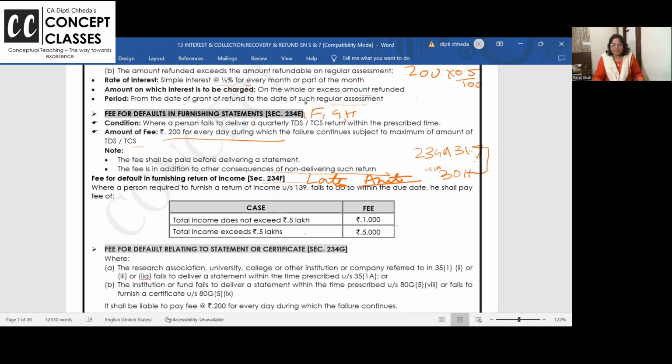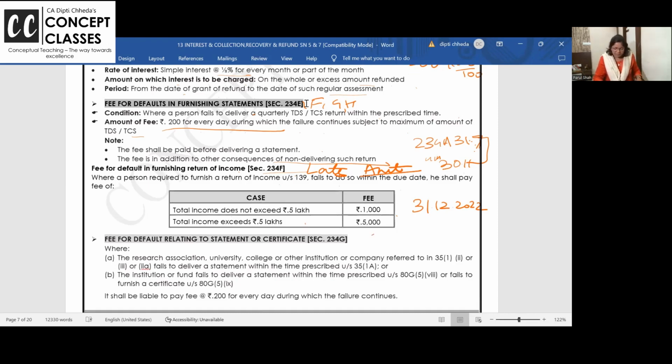Those who are having old books, 234F is up to December and then March. But I hope you all remember now, belated and revised return can be filed only by 31st December. Only 9 months time is given in the assessment year. So with that logic, if your total income is up to 5 lakh, then 1000 is the late fee for filing the late return. If it exceeds 5 lakh, then 5000.